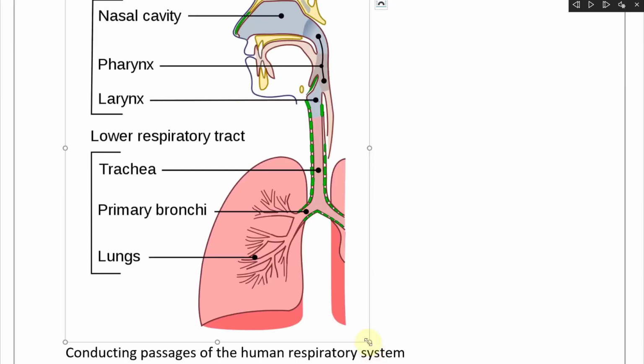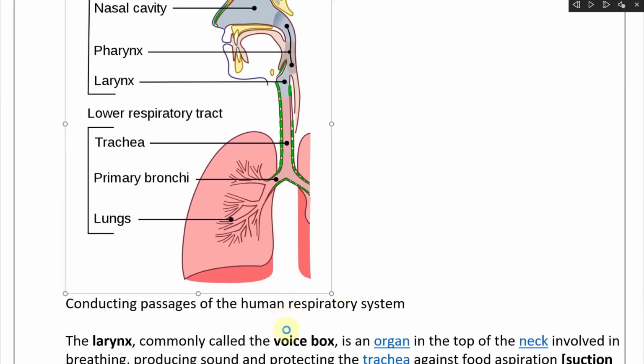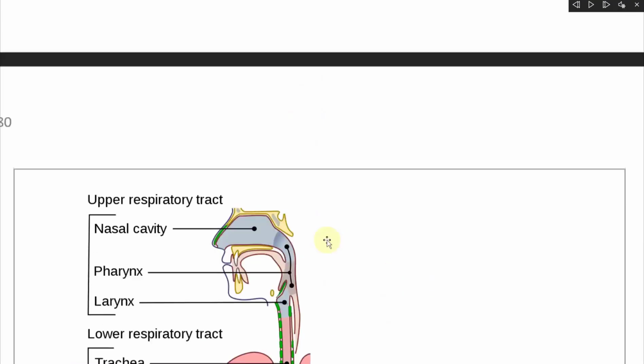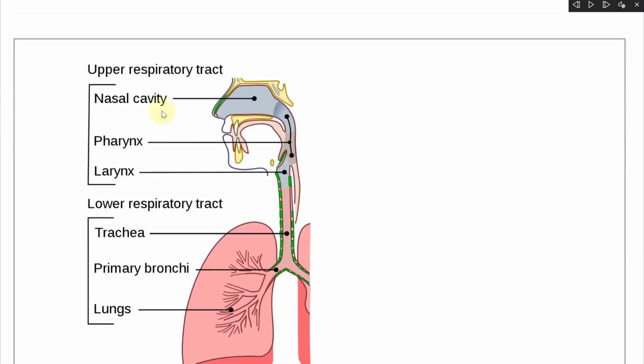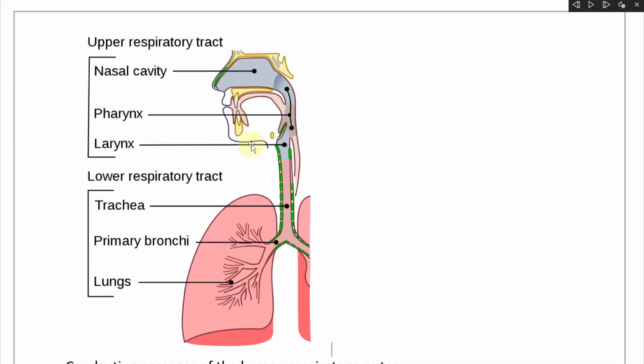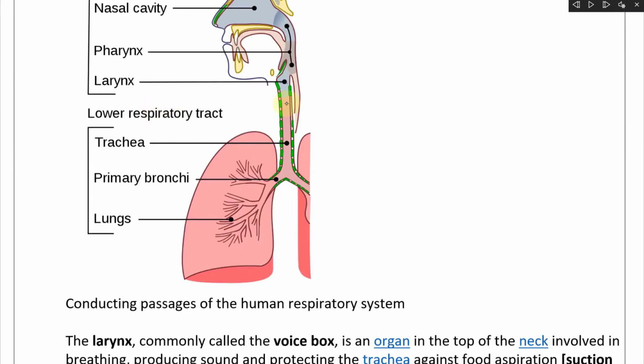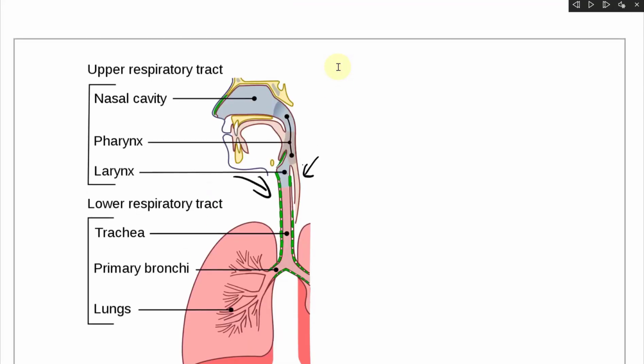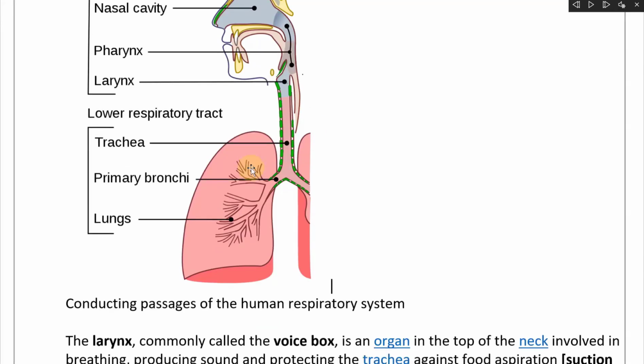Let's take a look over here now. These are the conducting passages of the human respiratory system. You have the upper respiratory tract: the nasal cavity, the pharynx right there, the opening. Then there's the larynx. The other one is the food pipe, the esophagus. But now you have the larynx right here, that's for the lungs all the way down. There's a trachea. You could view this as the upper respiratory tract, the set of organs. And now you have the lower respiratory tract, the trachea.